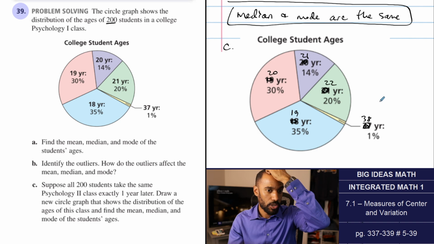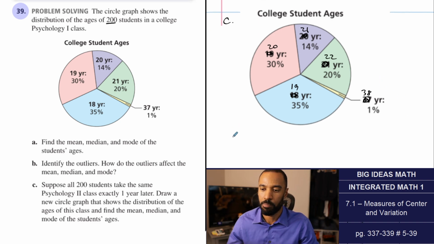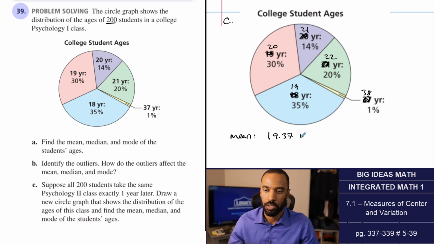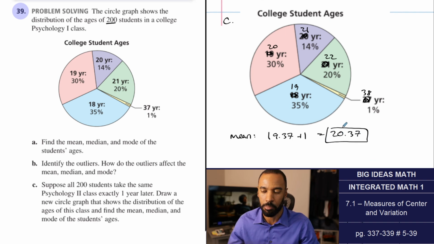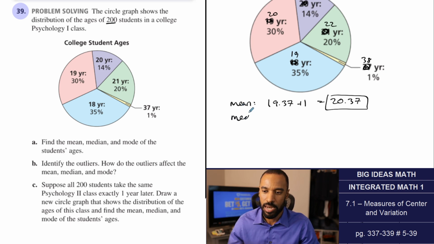How do mean, median, and mode change? By 1. You get to add 1 to the measures of center for these. So mean goes to 20.37. I don't have to recalculate anything. Median was 19. Now it's 20. Mode is 19. The majority of them are 19-year-olds.